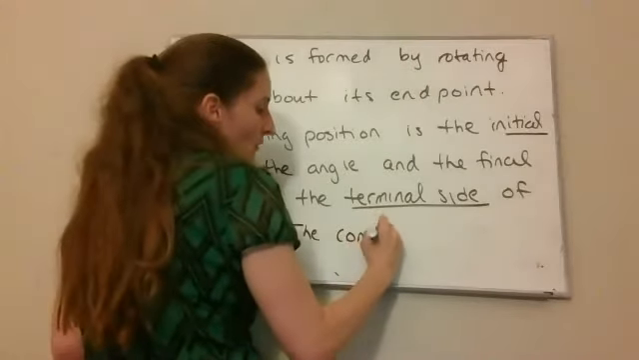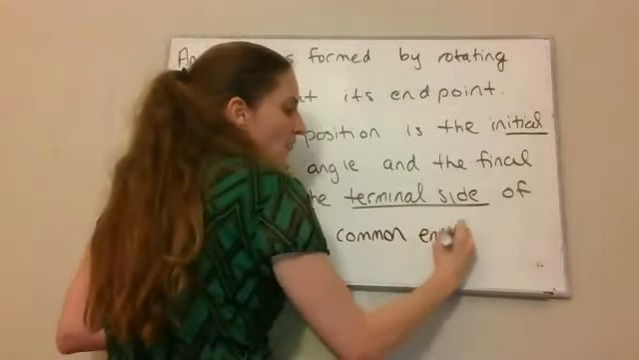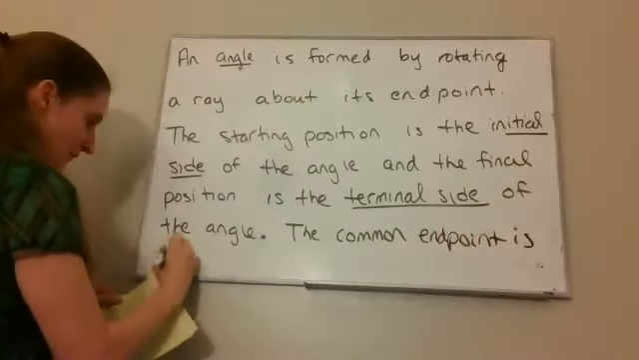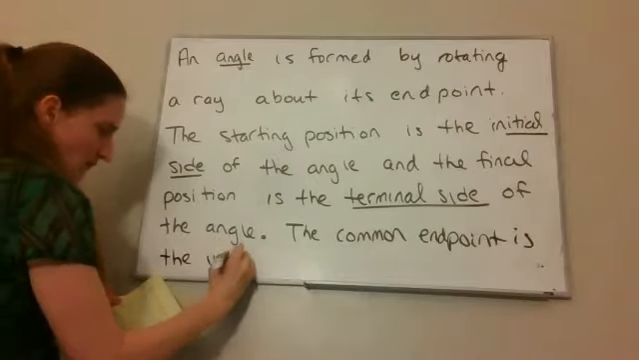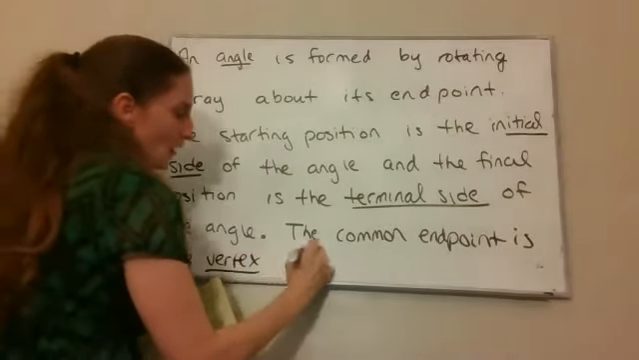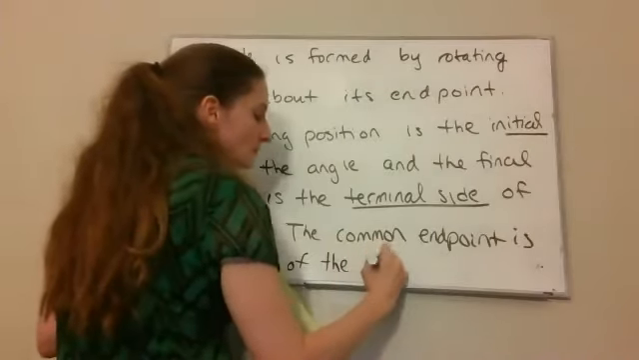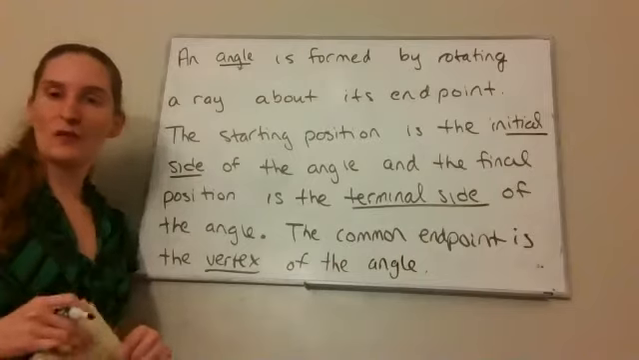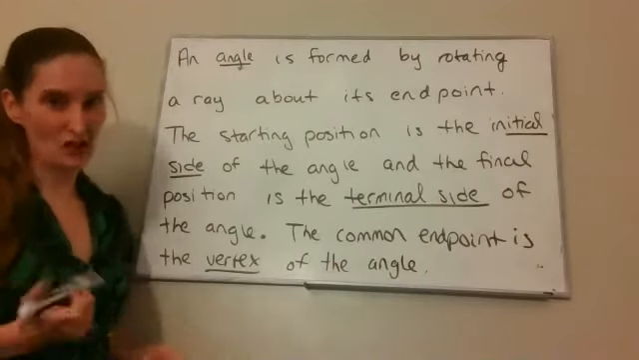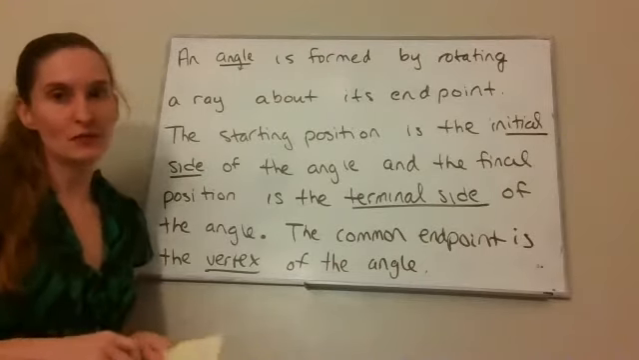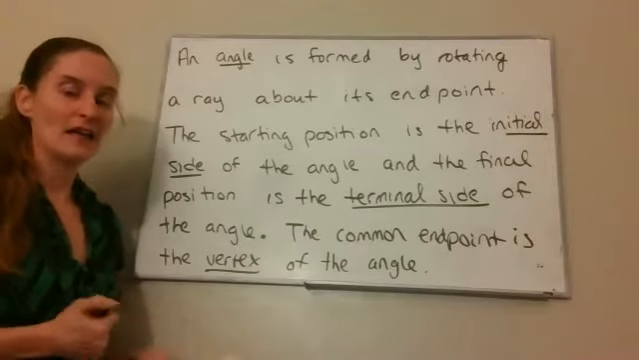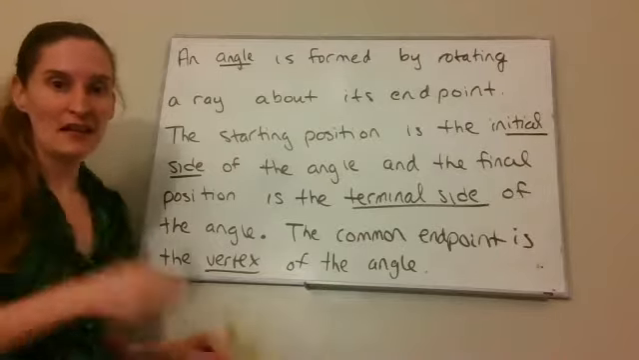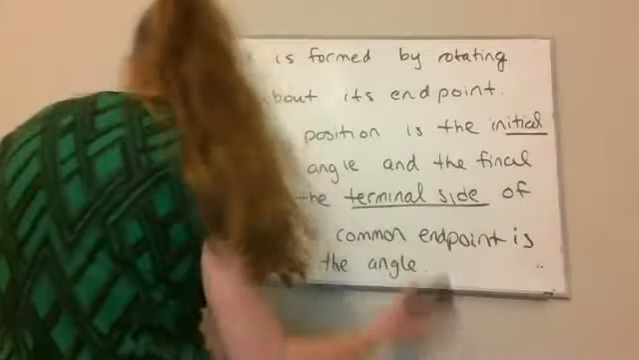The common endpoint is called the vertex of the angle. So I'm going to draw what I mean by all of this, but just know where the ray initially starts is the initial side, and where it is after you rotate it is the terminal side. And the point that we're rotating about, which was the endpoint of our ray, ends up being called our vertex.